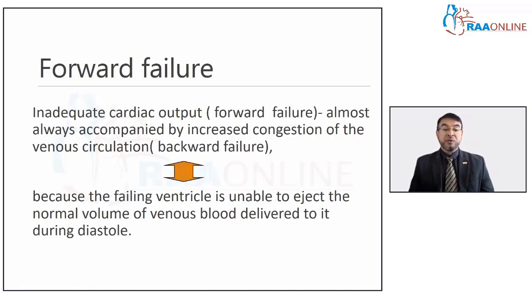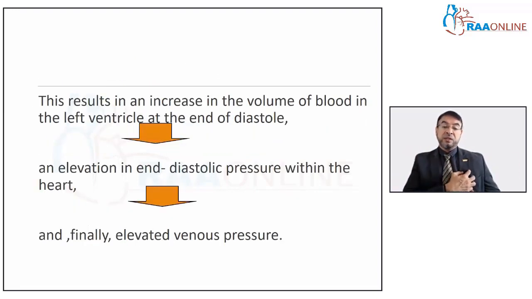So in the case of a forward failure, the left ventricle cannot pump out blood through the aorta. So in such cases, it is accompanied by congestion. That is, the left atrium undergoes a back pressure and it goes back to the lungs. Because the ventricle cannot push out the blood that the ventricle gets during diastole. So the pressure on the left ventricle goes up to the left atrium, which falls back to the lungs. So the pressure in the left atrium will go as an end diastolic pressure in the heart and elevated venous pressure. So what is a forward failure will continue as a backward failure.